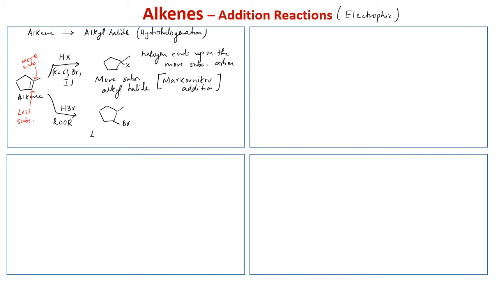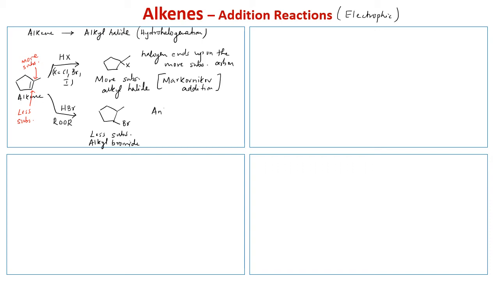Okay, so we can make the less substituted alkyl bromide this way. So again, note how you can only make the alkyl bromide this way. Okay, so here the halogen ends up on the less substituted carbon.